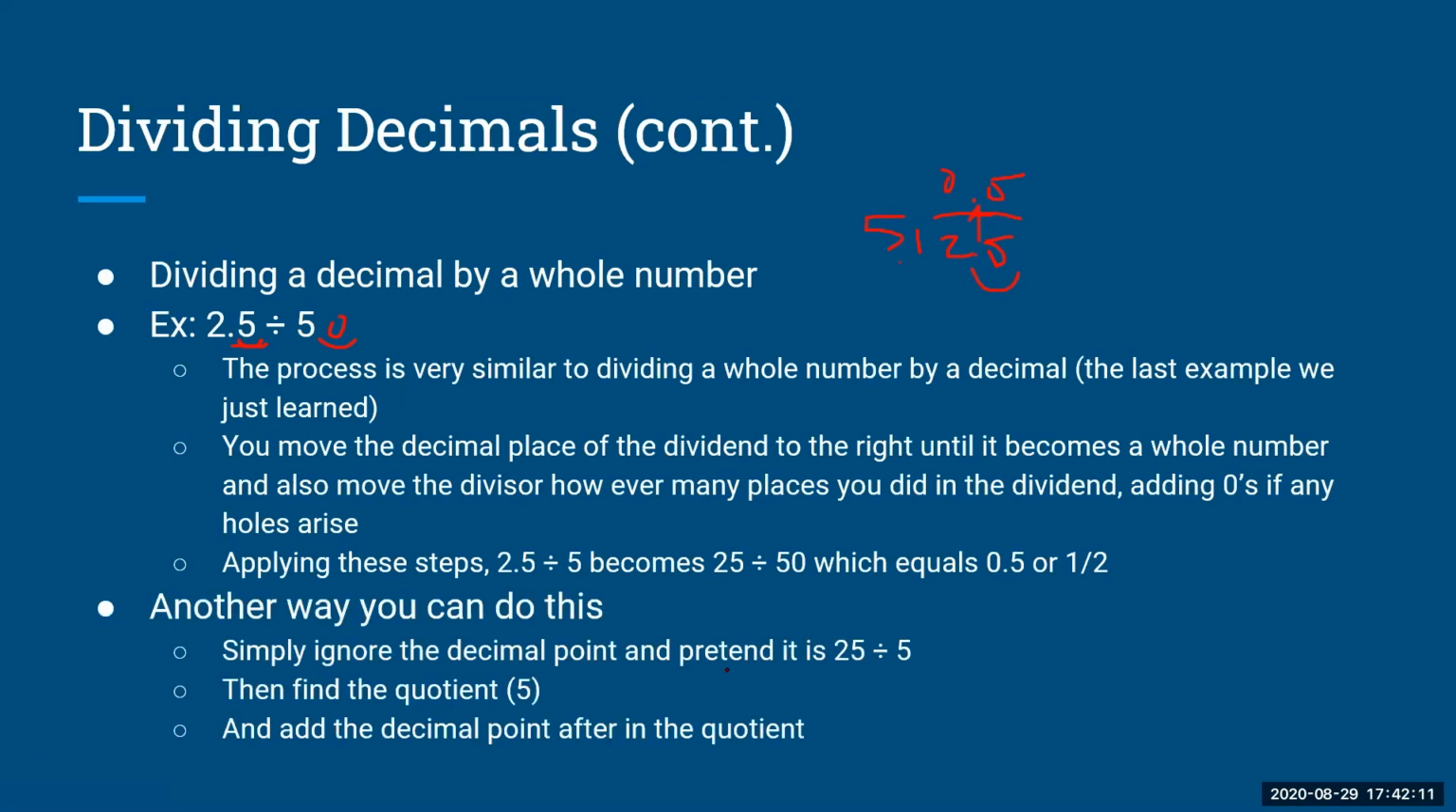And another way, simply ignore the decimal point. Pretend it's 5, and then that's like multiplying because you have one decimal point place right here. I know that this is 50%, but okay. And you just find the quotient and you add the decimal point after the quotient. So 25 divided by 5 is 5. But then since you have one decimal place over, you just count 1 there. So it'd be 0.5.